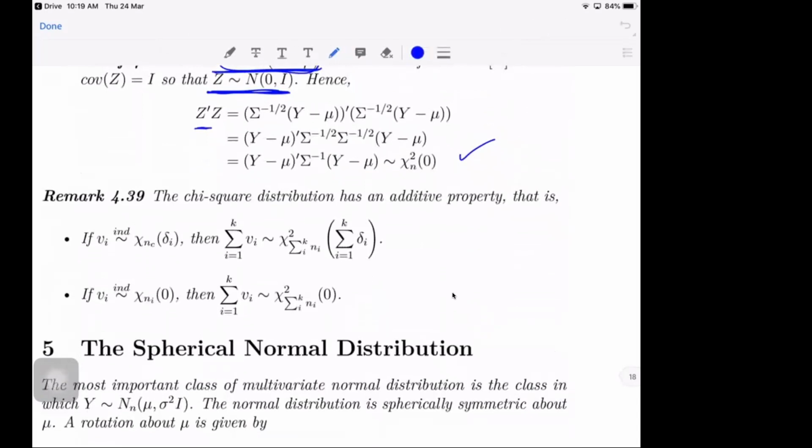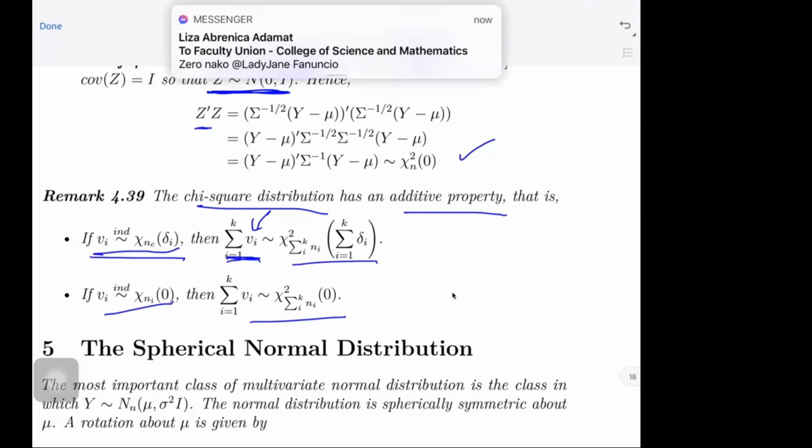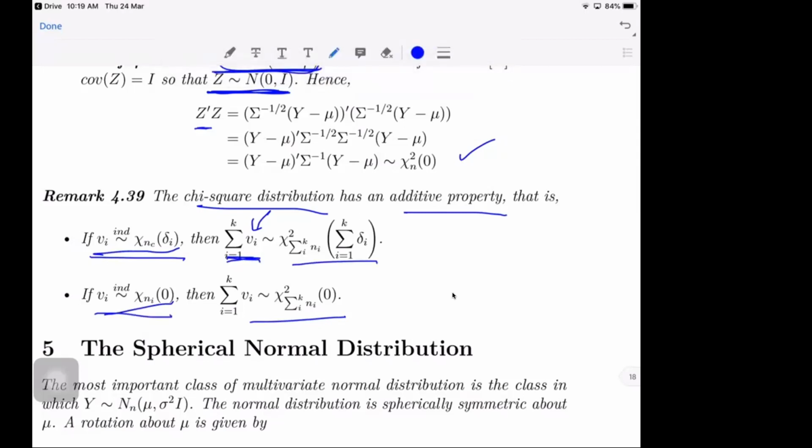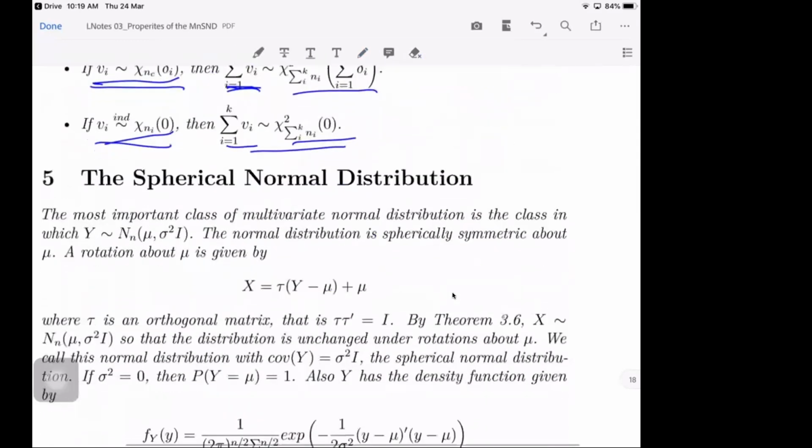And the properties of chi-square are additive. So if you take a sum of chi-squares, chi-square distributed, it is still chi-square, no? So a sum of non-central chi-squares will be non-central chi-square. A sum of central chi-squares will be central chi-square. Okay, so if you started with non-central chi-squares, you get the sum, it is still a non-central chi-square. If you have central chi-squares, you get the sum of central chi-squares, it is still a central chi-square. So those are the properties.